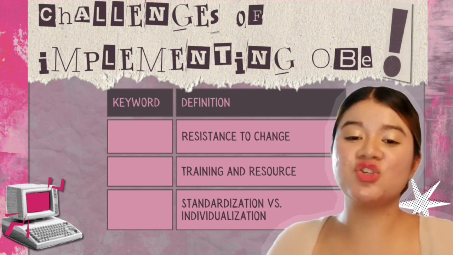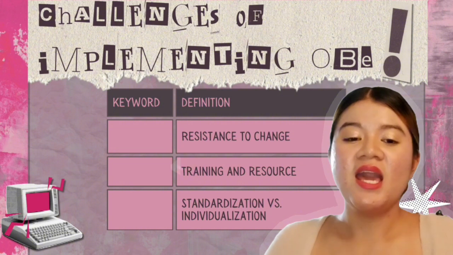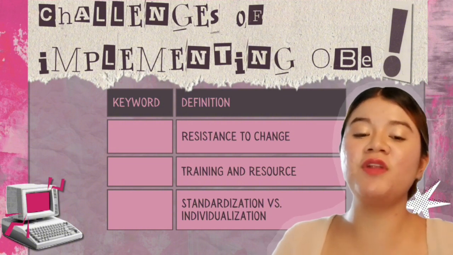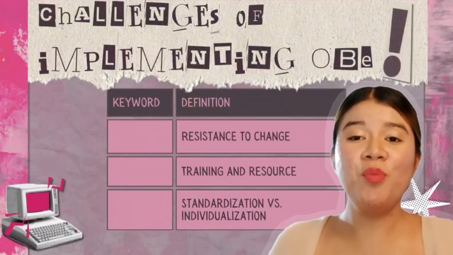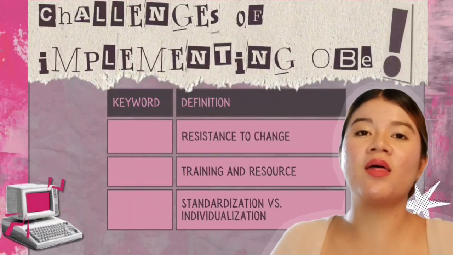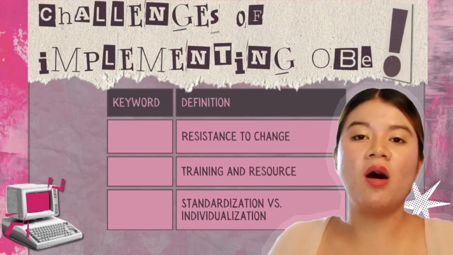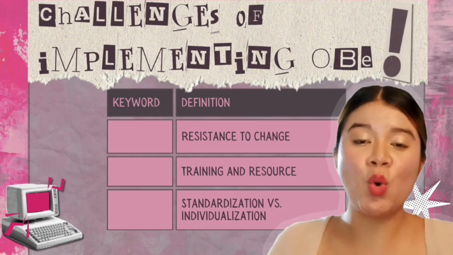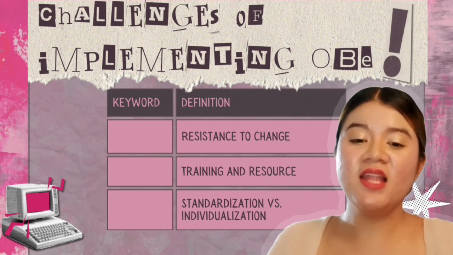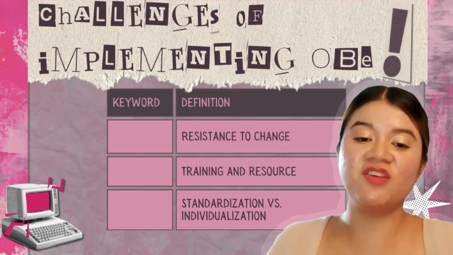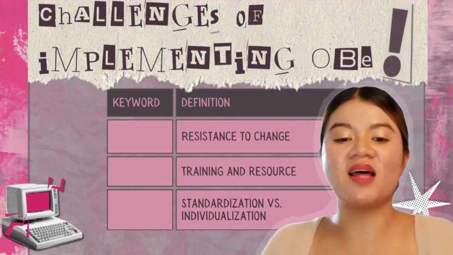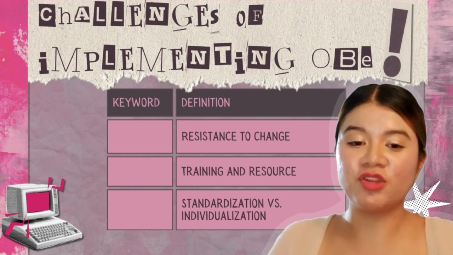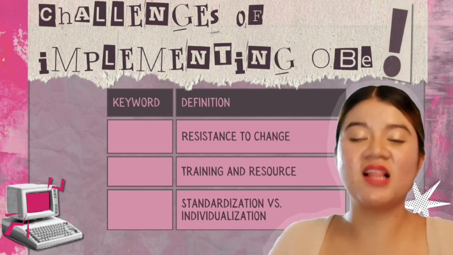So next is training and resources. Institutions may need to invest in professional development and resources to effectively implement OBE, because OBE daghan jud siya mga needs, because we will focus on assessing our students and also ourselves as teachers. And number 4 is standardization versus individualization. Balancing standardized outcomes with individualized learning paths can be difficult, particularly in diverse classroom settings.